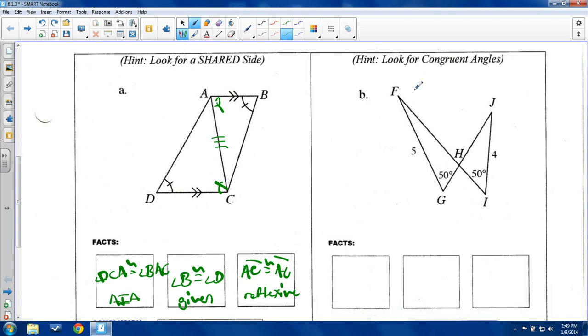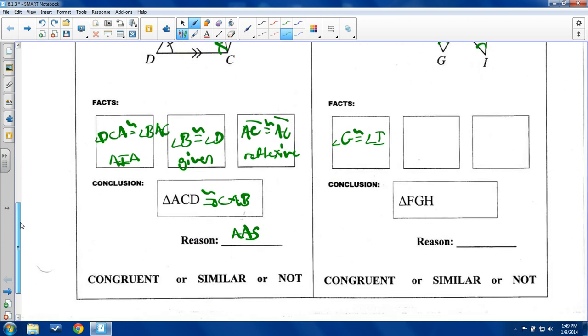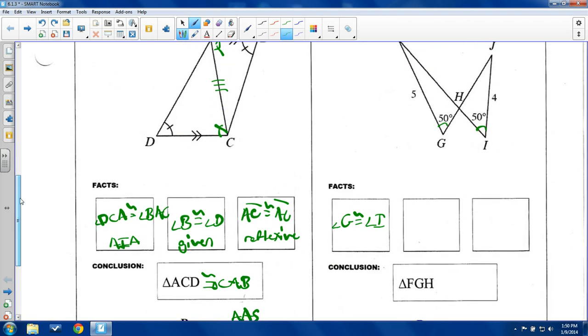Okay, hint, look for congruent angles on this one. Okay, I found two right here. G and I seem to be congruent. They seem to have the marks. So that's a given. Always look for those givens. They're very nice. Let me scroll down here. 5 isn't congruent to 4. That doesn't do us much help. H gives us vertical angles right here, which are always congruent.